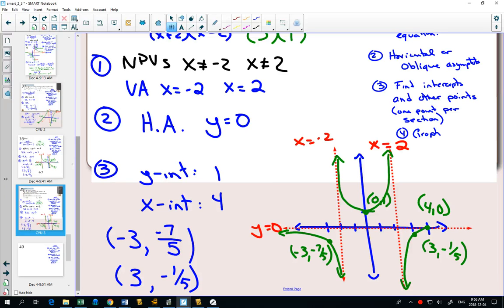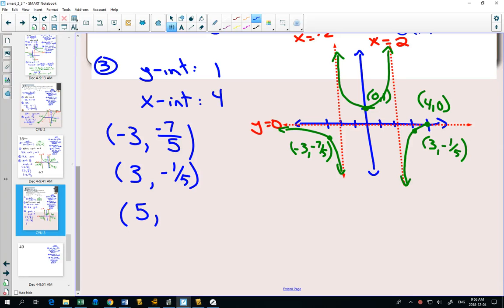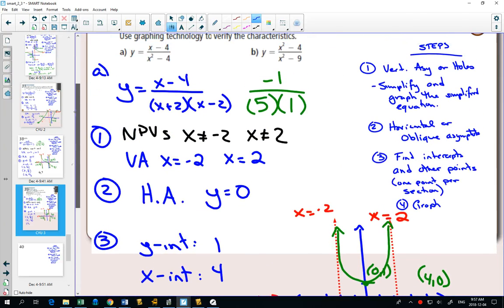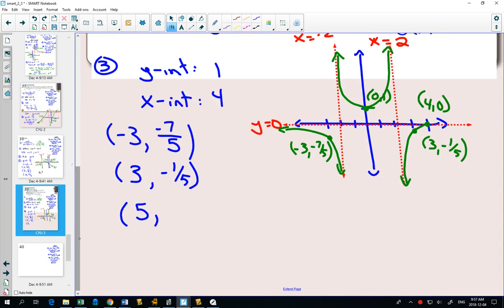And I also don't really know what's happening to the right of (4, 0). So anytime you're unsure of what's going to happen, find another point. So I'm going to plug in 5. Go back and erase the green that I had and plug in 5. If I plug in 5 into my numerator, I'm going to get 1. 5 plus 2 is 7. 5 minus 2 is 3. I'm going to get 1 over 21, which is a positive number.